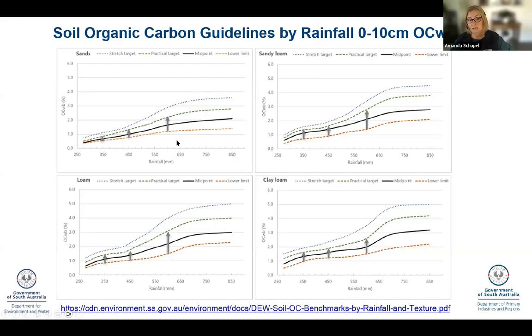Around about this 650 to 700 mil, you'll notice that these lines all level out. This really starts to tell us that rainfall isn't limiting to carbon anymore. So other things such as nutrition and other management practices become important. And that was similar to what Karl showed before.